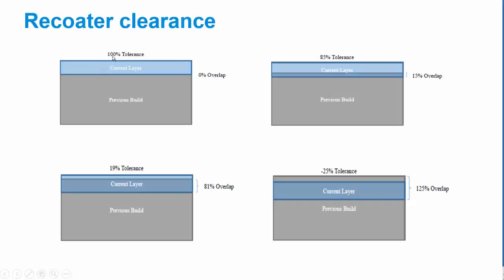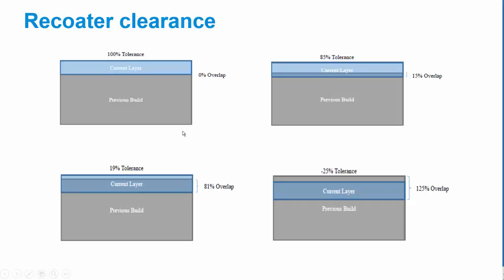So if the software is calculating a 100% clearance, that means that none of the material that you've previously deposited has deflected upward into the next powder layer. So the blade is going to come across the top of this powder, and you're not going to hit any of the previous build. An 85% tolerance would mean that your part has deflected upward into covering up 15% of the next layer. So now you have 85% of your space left before you're going to hit the recoater blade.